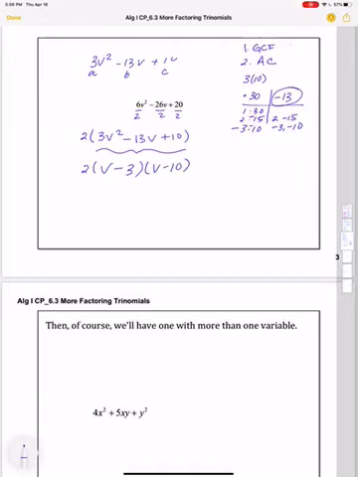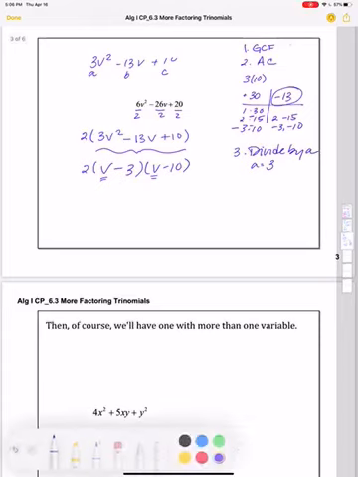Now, if I was to check myself, I could FOIL this out, but I would not get what I started with, because in my first place I've got v and v. That's not okay because that just gives you v squared, but I have 3v squared. So this is where we say, oh yeah, there was that other thing. I have to divide by a, which in this case was 3. A equaled 3, so I have to divide those numbers. I'll do that in a different color. I have to divide these by a, which is 3.